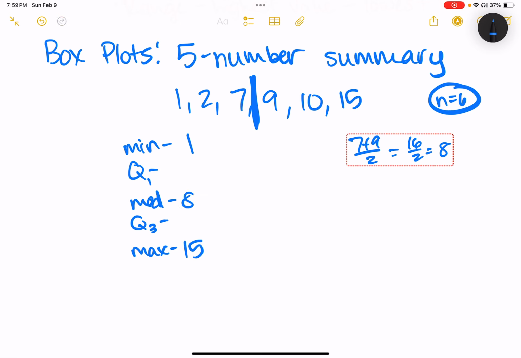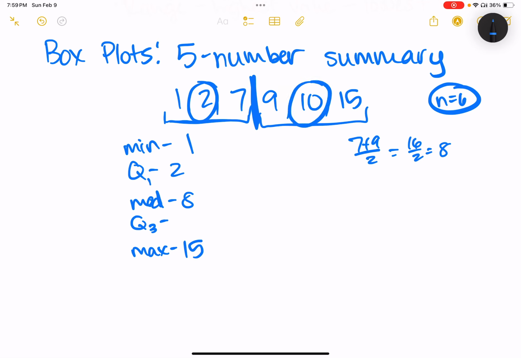Now we need to find the Q1 value. So this is just the median of this left-hand side here. So now over here, only on this left-hand side, I have 3 numbers, which is an odd number of values. So all I'm going to do is I'm literally going to take the middle value, which is 2. Now for my Q3 value, I'm going to do that again, but I'm going to do that on the right-hand side. So again, I have 3 values. I directly take the middle, which is 10, and then I call it a day.